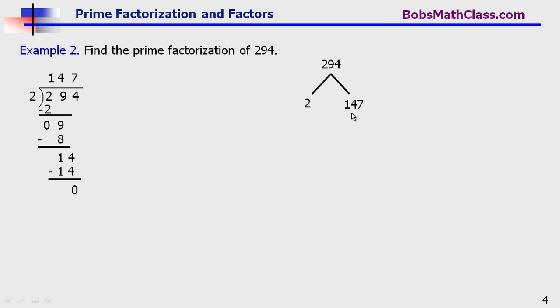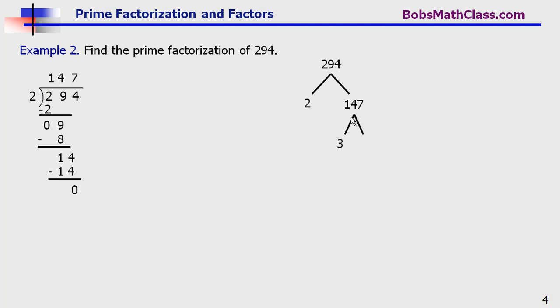How about 3? Does 3 go into 147? It does. And you may remember the divisibility test. 1 plus 4 plus 7. If you add the digits, and if 3 goes into that number, then 3 will go into our given number. So 1 plus 4 plus 7 is 12. Does 3 go into 12? Yes. Therefore, 3 will divide evenly into this number. So we could put 3 at the end of the branch.